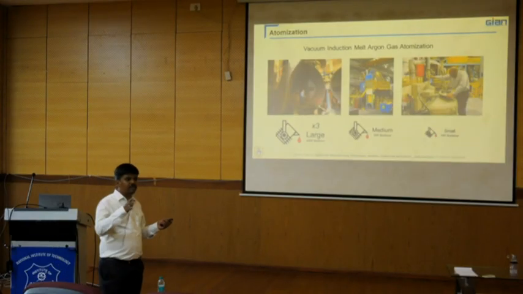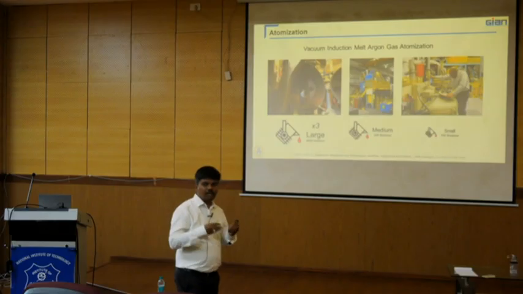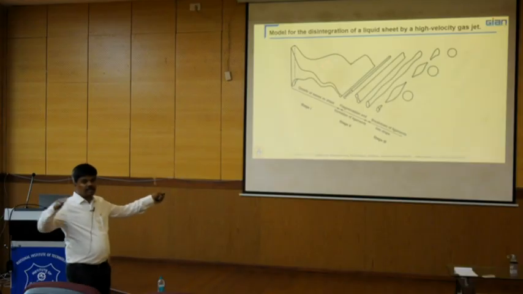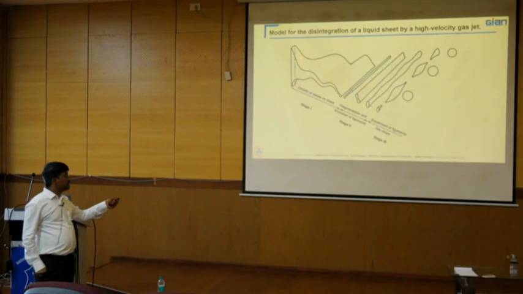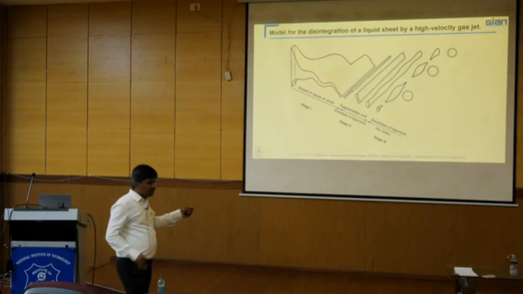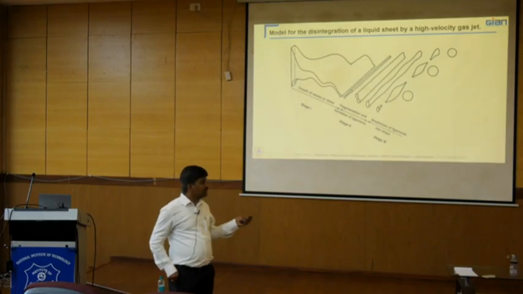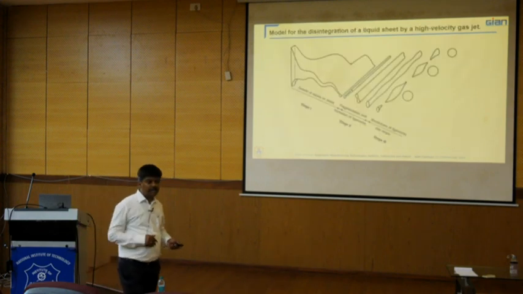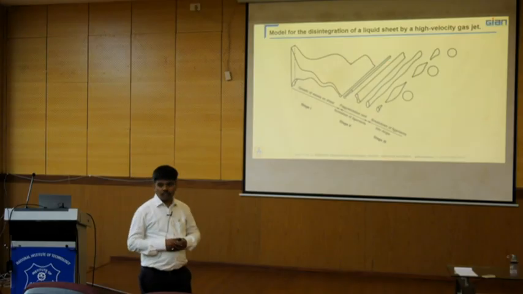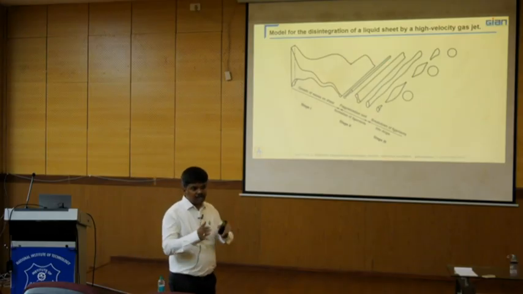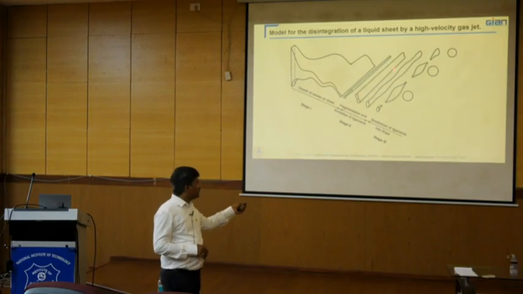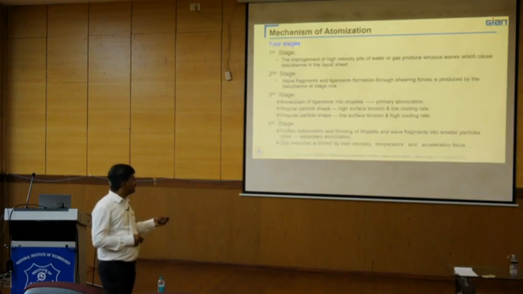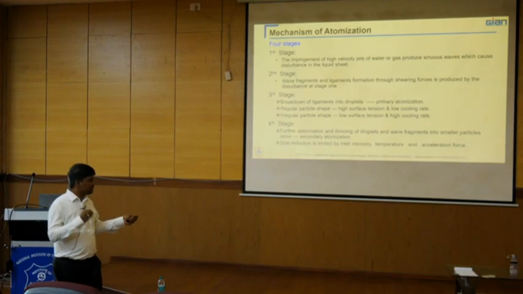We are disturbing that molten pool with a very, very high velocity of water or gas. With that, what will happen? It will create a sinusoidal wave in that molten pool. In stage 1, the wave is going to create the sheet of molten pool. Then fragments or ligaments are going to form in stage 2. In stage 2, it will break that sinusoidal wave into ligaments, and then those ligaments further break down into droplets. Those droplets create small particles in stage 4 of the atomization.